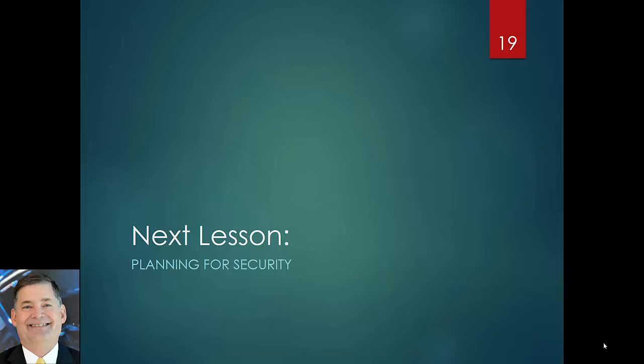Look at that. We've gone through, talked about the McCumber Cube, the CNSS model. We've talked about management and leadership, and we've talked a little bit about project management. So next lesson, we're going to start talking about planning for security, get into mission, vision, and value statements, and organizational structures, and a couple of other things.